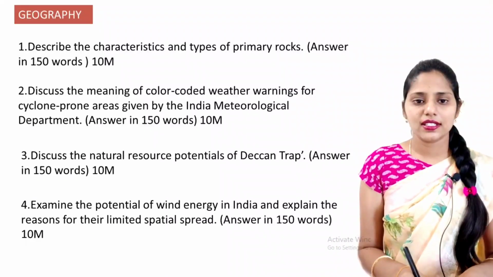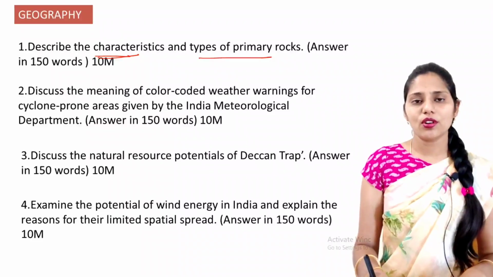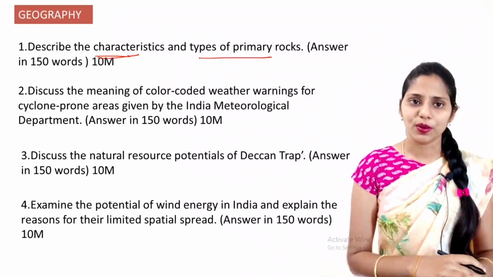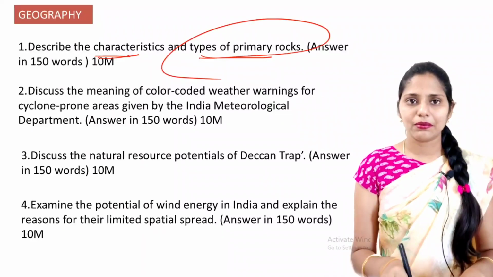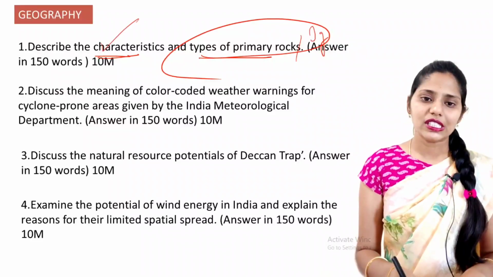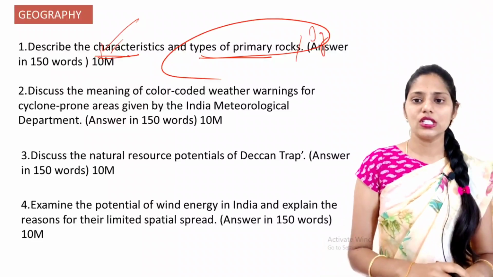The first question is, describe the characteristics and types of primary rocks. We are talking about rocks; we have 3 types of rocks: igneous rocks, sedimentary rocks, and metamorphic rocks. Here it is talking about the primary rock. Primary rock is nothing but igneous rock, and you have to state the characteristics of igneous rocks, and we have different types of igneous rocks.